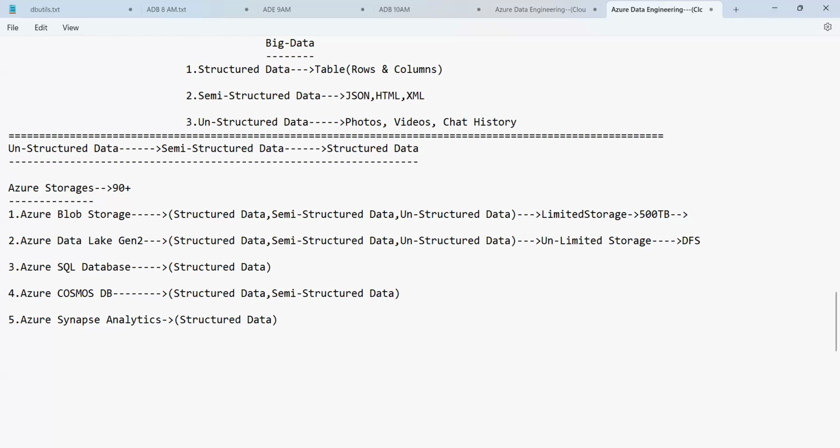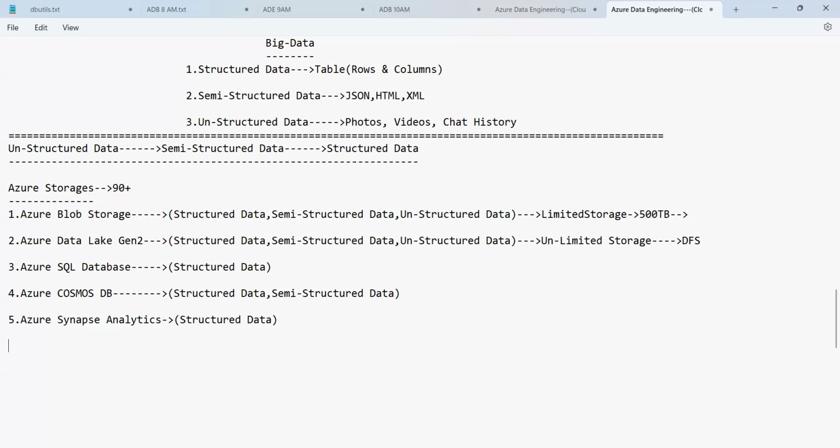Likewise, when we discuss storages, we have the following storages available: Azure Blob Storage, Azure Data Lake Gen 2, Azure SQL DB, Cosmos DB, Synapse, and likewise you have many more storages.